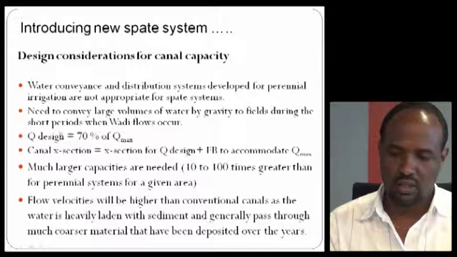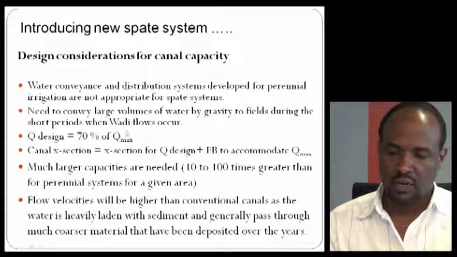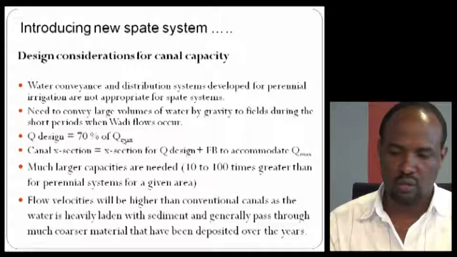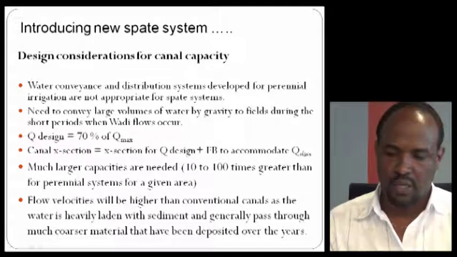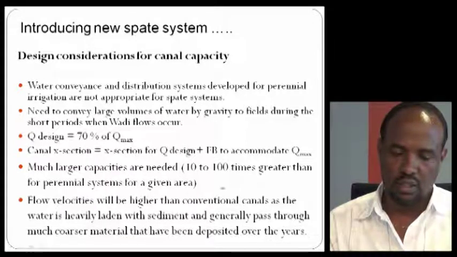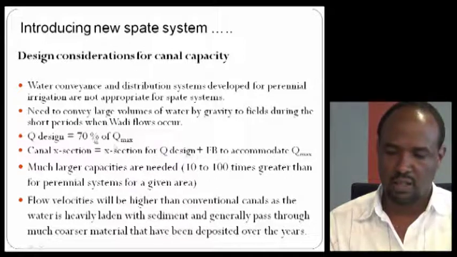And then the design discharge in some way needs to be fixed. If we design the section of the canal for the maximum flood that we are diverting, then we are over designing the structure, because this maximum flood is going to happen only for a few minutes, maybe for an hour. Therefore, the rule of thumb says let us fix the design discharge to be 70% of the maximum discharge, and after designing the cross-section for that, then we need to add the freeboard to accommodate the maximum discharges. And canal capacities are needed actually to pass 10 to 100 times greater than for pioneer systems. Therefore, we need to design the system not for the maximum, but for 70% of the maximum plus the freeboard to accommodate the maximum.